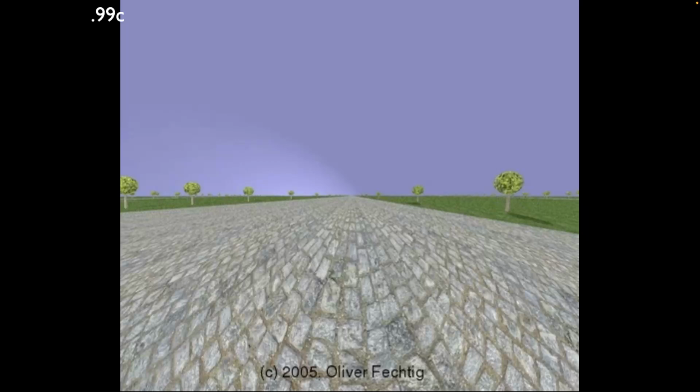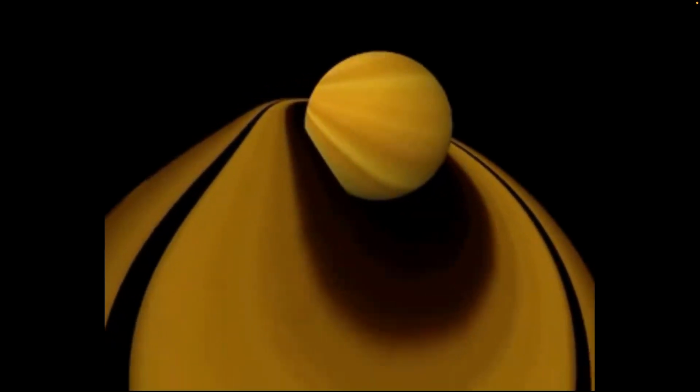Okay? We don't move this fast, right? On normal. Okay, so let's go Star Trek. Here's what it would look like flying past Saturn at 99% the speed of light. We've now passed Saturn, but we can still see it.